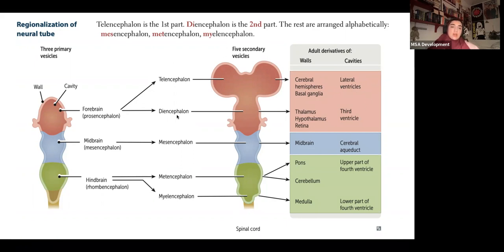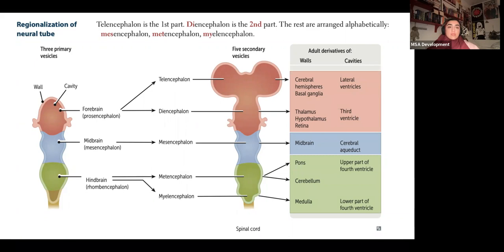And then again, the forebrain will give the diencephalon. Diencephalon gives you your thalamus, hypothalamus, retina, and the third ventricle. So again, think about when you see these things, how the questions can arise from these. For example, if a person has a blockage in their foramen of Monro, and we know that the foramen of Monro connects the lateral ventricles to the third ventricle, we know that there's going to be enlargement of the lateral ventricle.